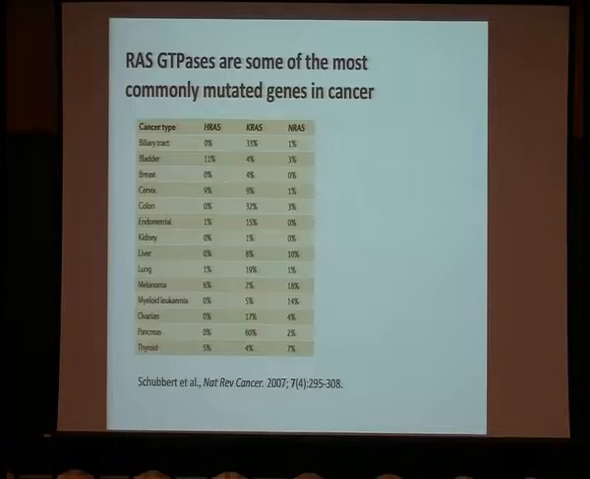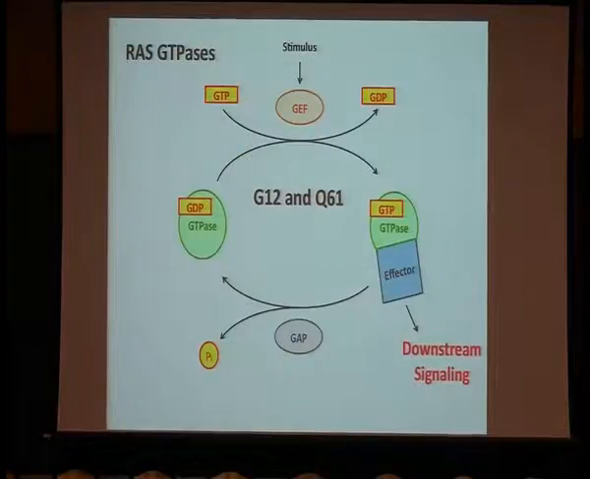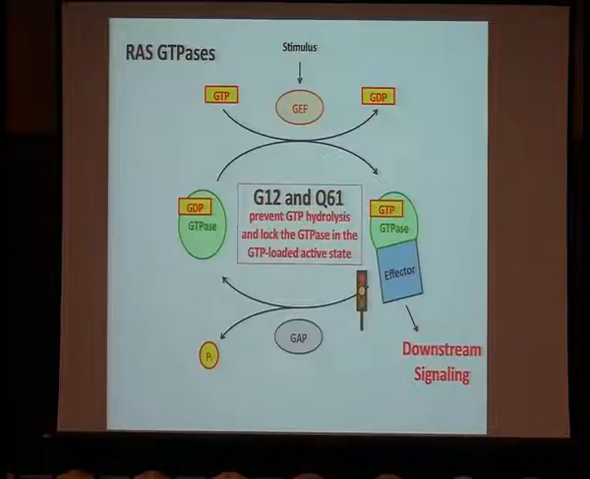So we know that the RAS genes are mutated in somewhere on the order of 30% of cancers, and a significant proportion of those mutations are at codon 12 and at codon 61. So what do those do to GTPase cycling? These mutations at codon 12 and codon 61 put a big traffic light at the active state, and they prevent GTP hydrolysis and lock the GTPase in the GTP-loaded state.